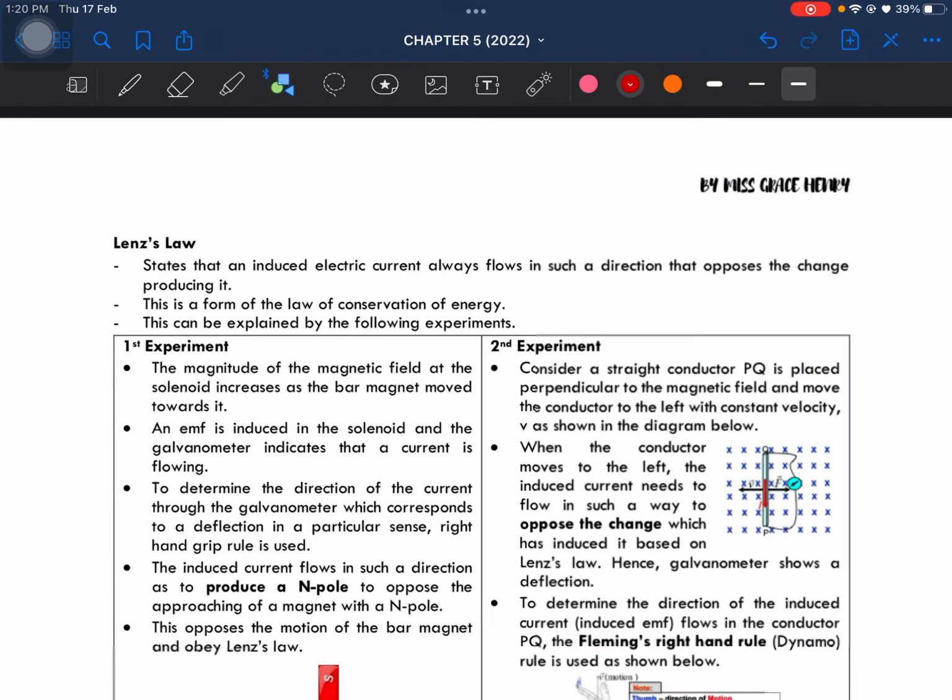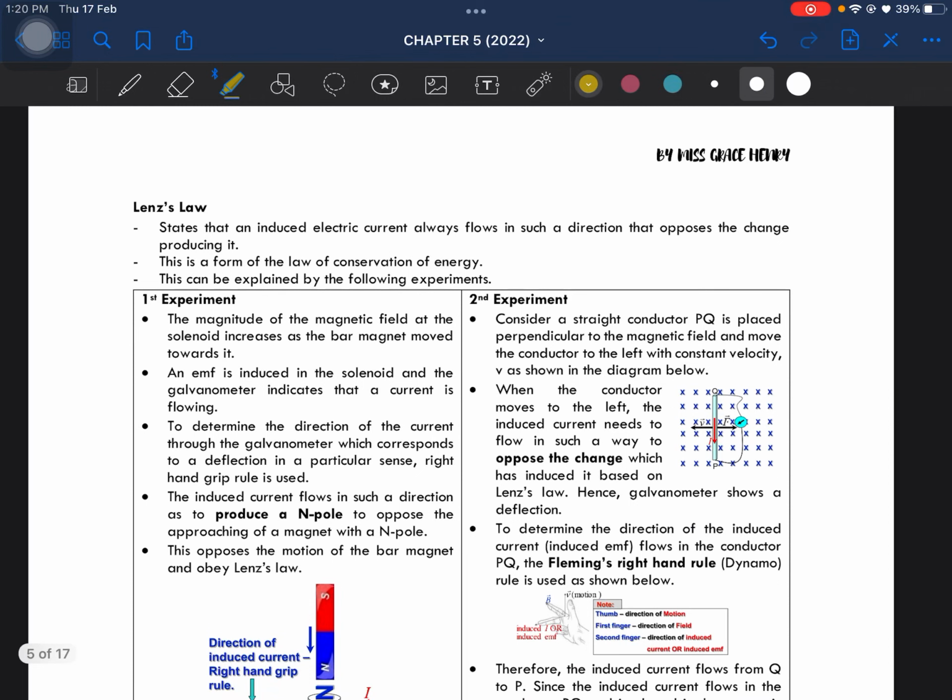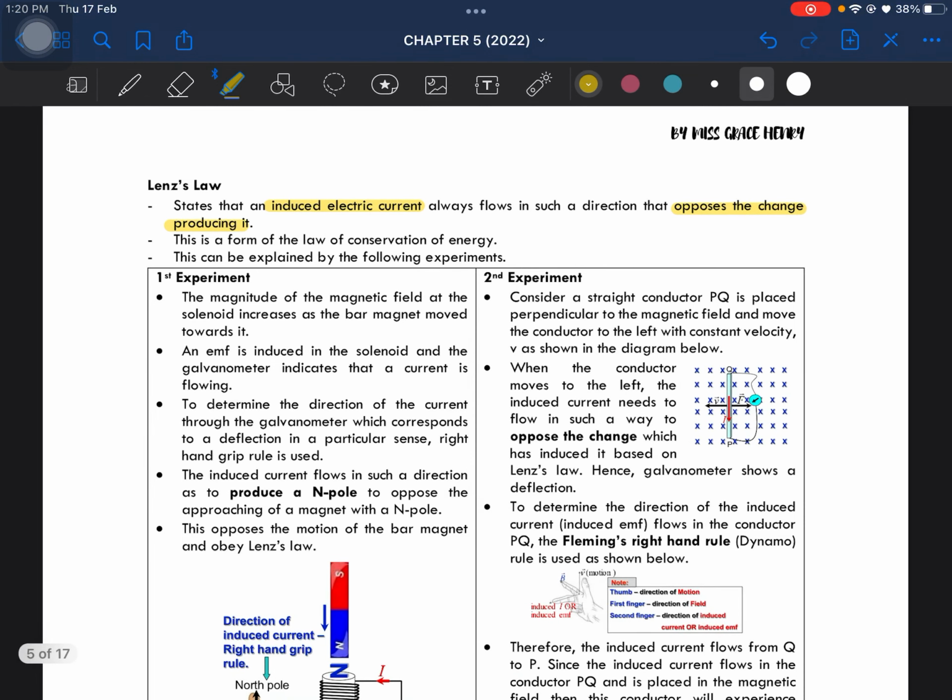Now let's go on to Lenz's law. Lenz's law states that an induced electric current always flows in such a direction that opposes the change producing it. So it always opposes the change producing the induced current. This is a form of the law of conservation of energy, and some of these can be explained through experiments.